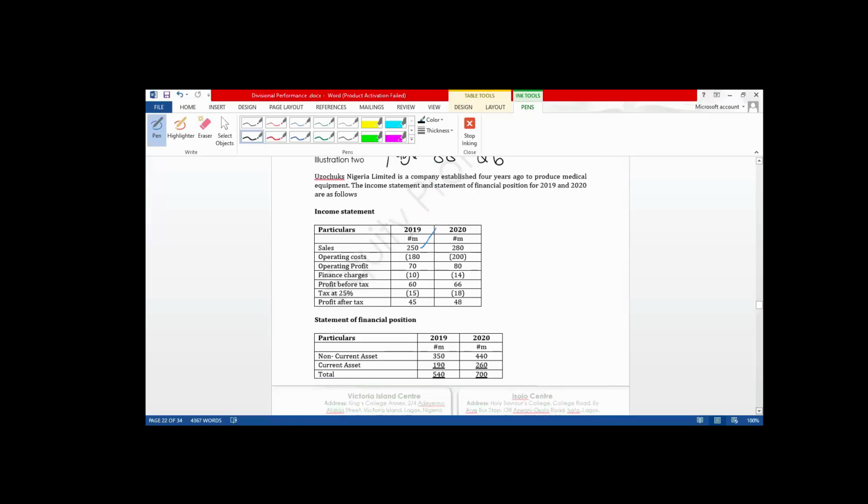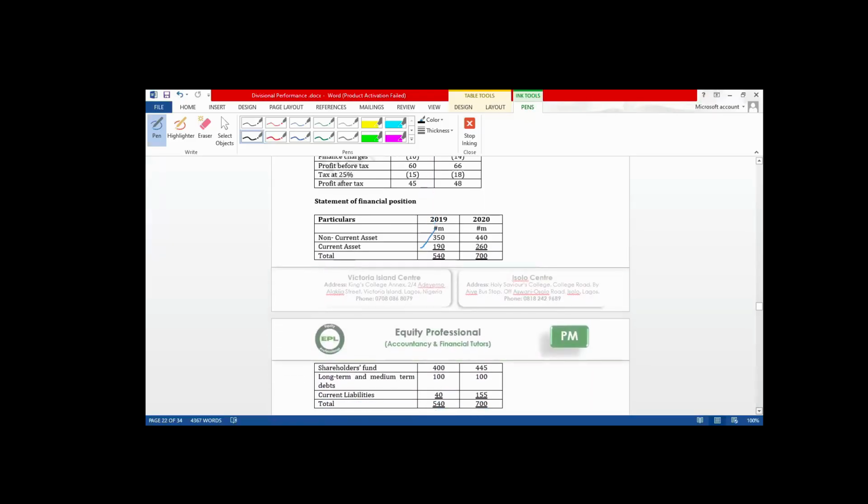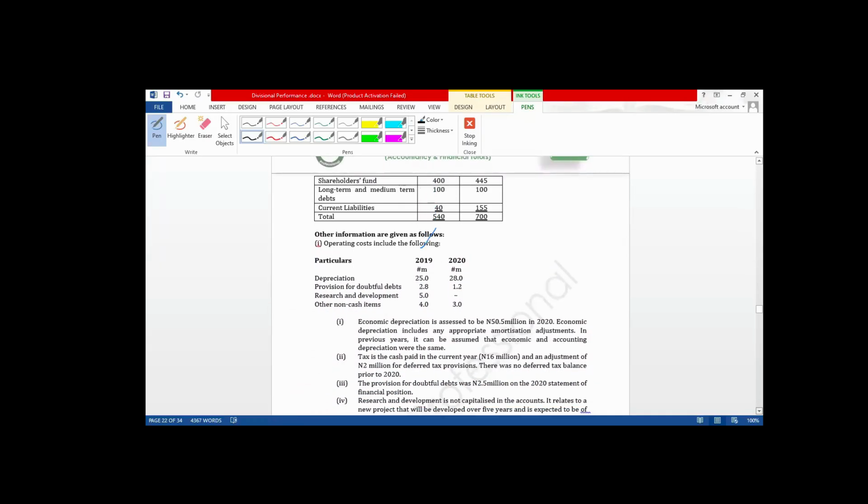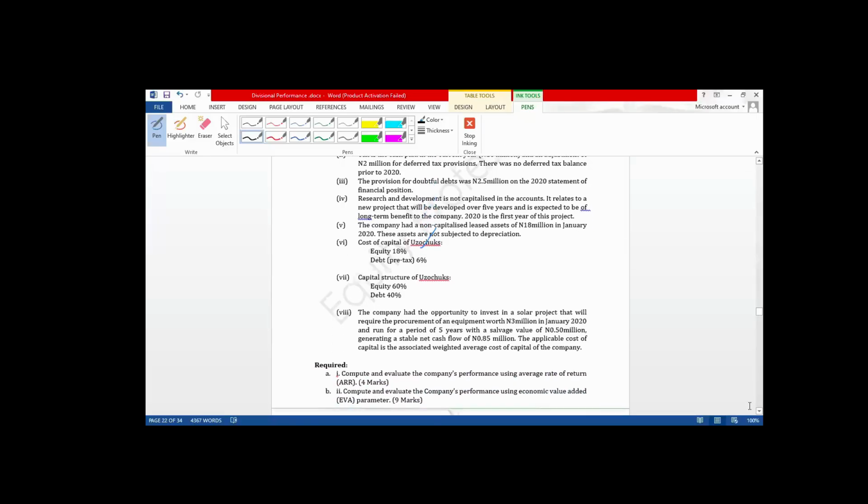Requirement B. Compute and evaluate the company's performance using economic value added parameter. What is economic value added formula?